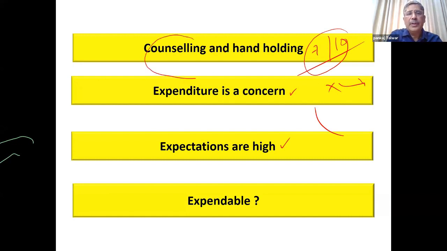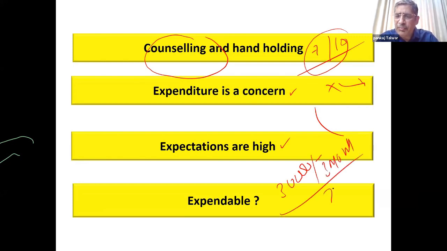Counseling and hand-holding is important. Tell them what is right, what is wrong for them. The market is full of things. Remember, the patient also knows that they are not expendable. Don't experiment upon them. Have the guts and courage to tell the patient that I am writing you medicines of 30,000 for 3 months, and the evidence is very, very poor. Are you willing?